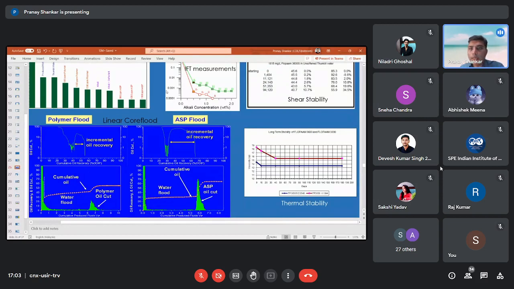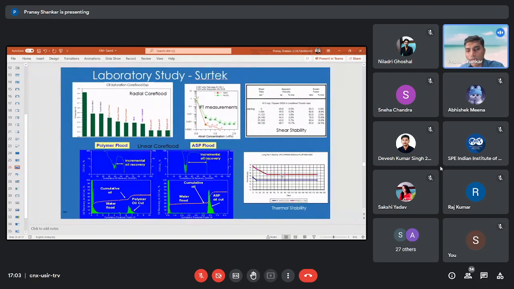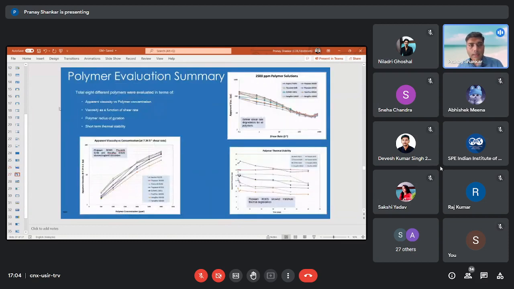So these are some of the lab analyses which were carried out to screen various types of chemicals, in terms of polymer or ASP, which we need to use for either polymer flood or ASP flood. Then again, for polymer, these are some other experiments, like how the apparent viscosity changes with polymer concentration. There were 8 different polymers that were evaluated.